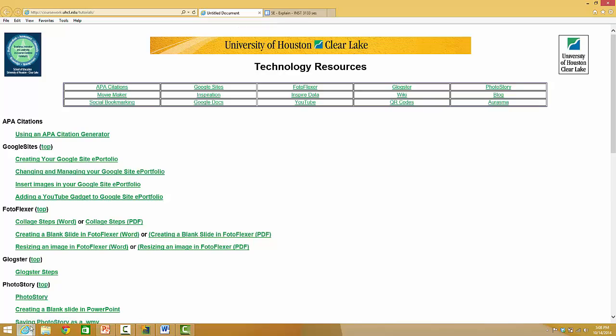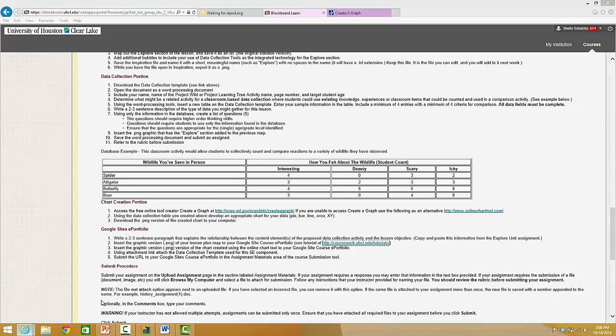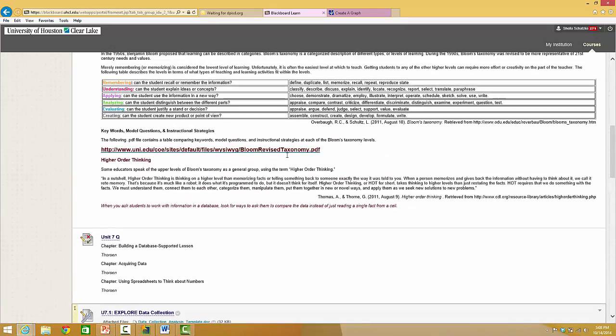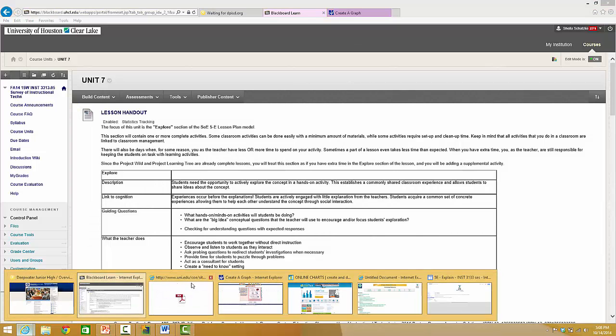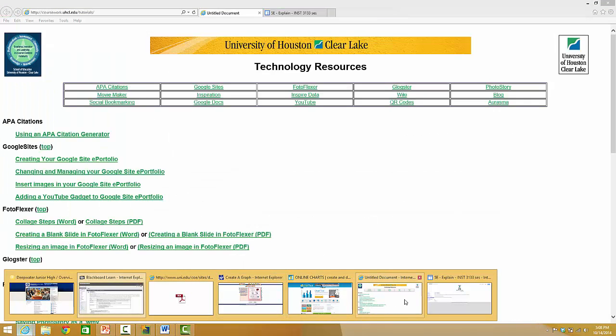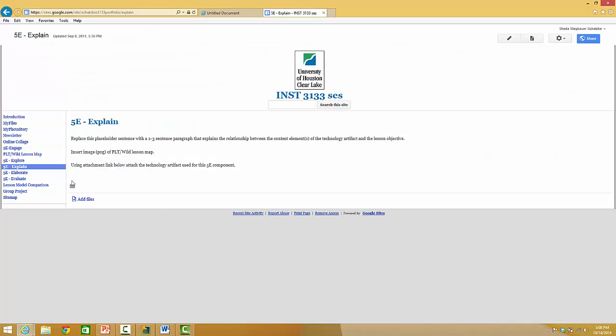Okay, hold on a second. I just want to go back and make sure I'm in the right area so I don't tell you the wrong thing. We are in the Explore, Unit 7 Explore. So you're in the Explore part.